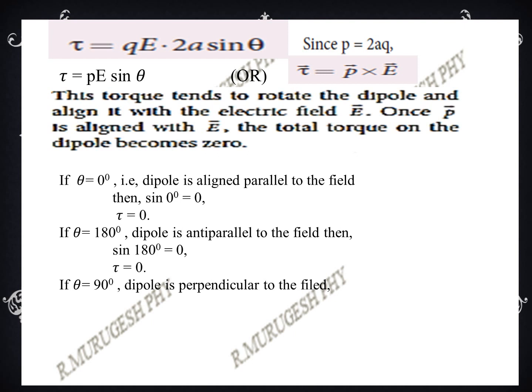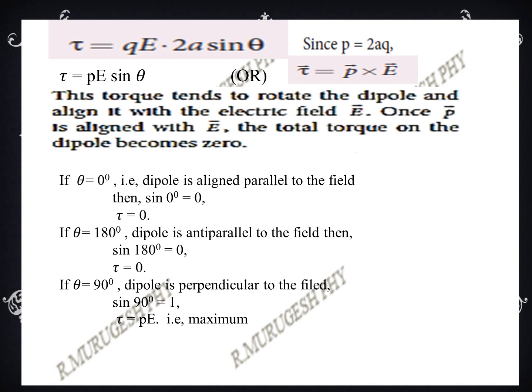What is sin 90? Yes, it's maximum, 1. Then automatically the torque becomes the maximum. For various different angles we'll have different values of torque. So here we have discussed the torque acting on the dipole placed in the uniform electric field. Only torque acts in the system.